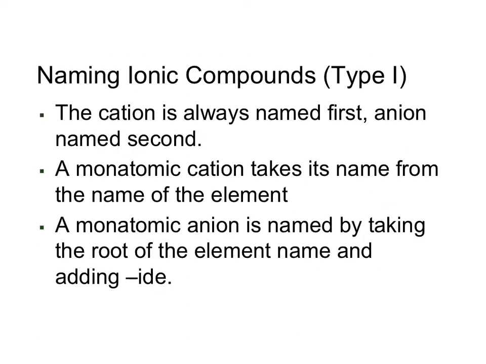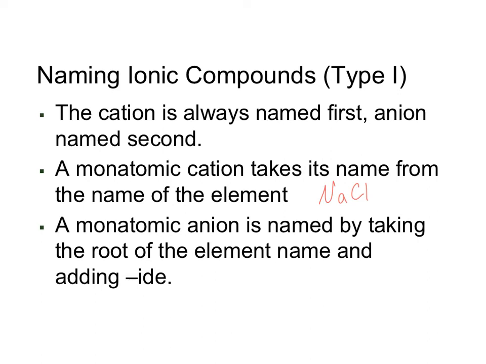Now that we've seen how to write chemical formulas, we need to discuss how to come up with the names of ionic compounds. The cation is always named first, and the anion is always named second. A monatomic cation simply takes its name from the name of the element. In other words, if we are naming NaCl, our cation is Na, and so the name of it is simply going to be sodium.